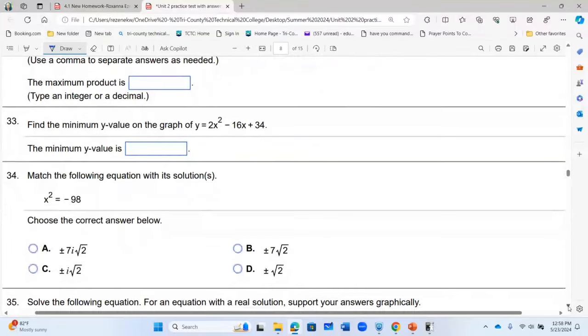Hello, do you have any questions? Do you need us to do number 33? You should also be able to do number 34. Remember, we did it, and you need to know how to do this.